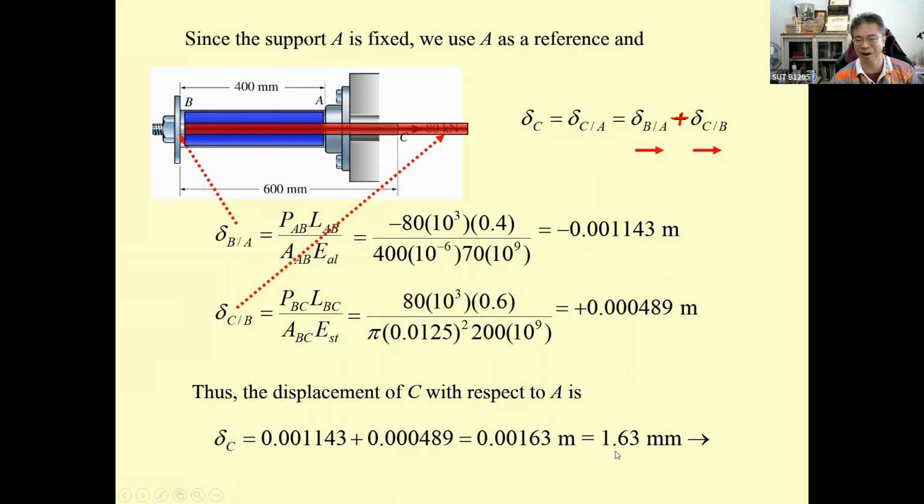You get this one to be 1.60, and from the picture, move from the left to the right. This one will move from the reference by this one of 1.63 millimeter. By moving one for 1.143 and the rod move for 0.489 millimeter.